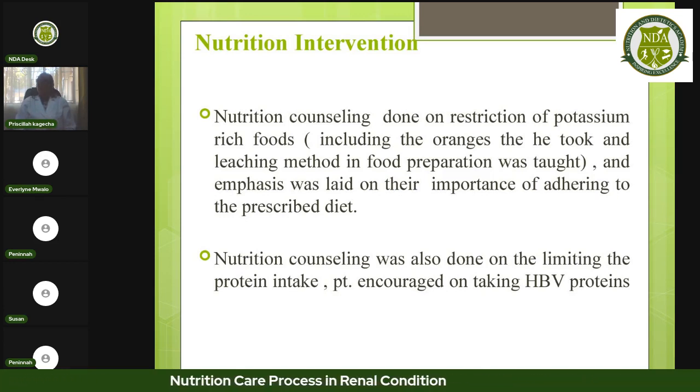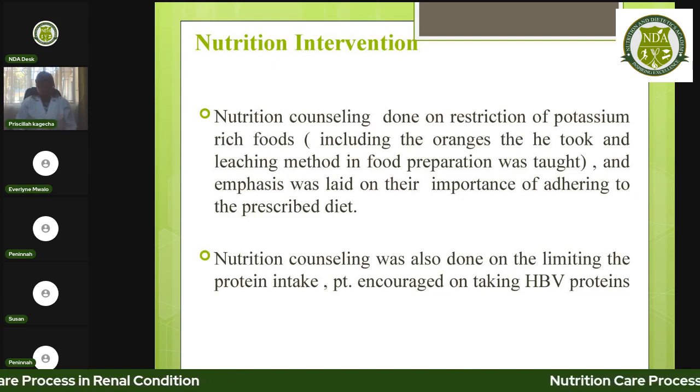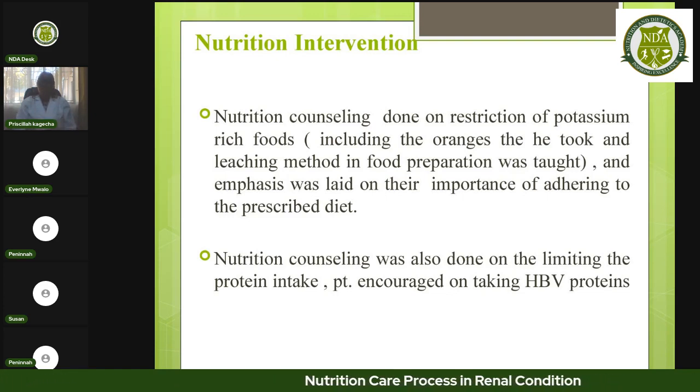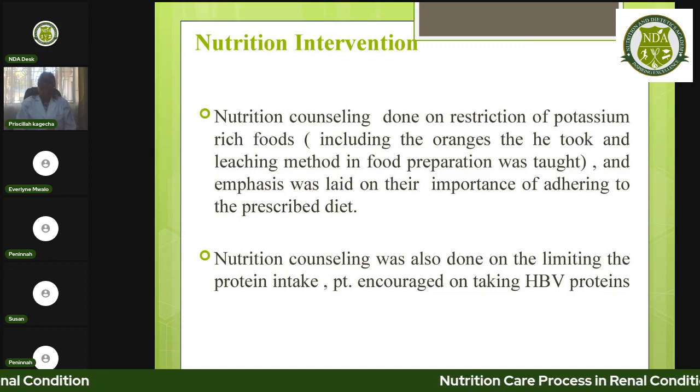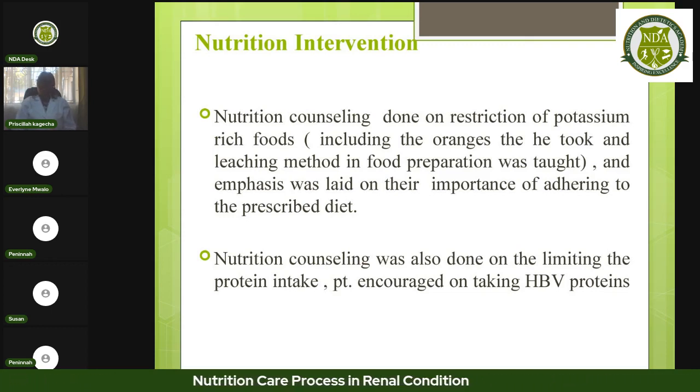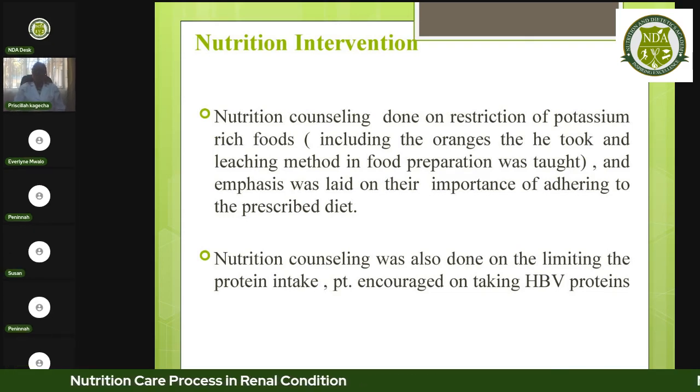And then the patient is also counseled to limit protein intake and encouraged to take proteins of high biological value. Since the patient has no appetite, the patient is encouraged to take small meals frequently, and is also counseled on the DASH diet because of the hypertension.